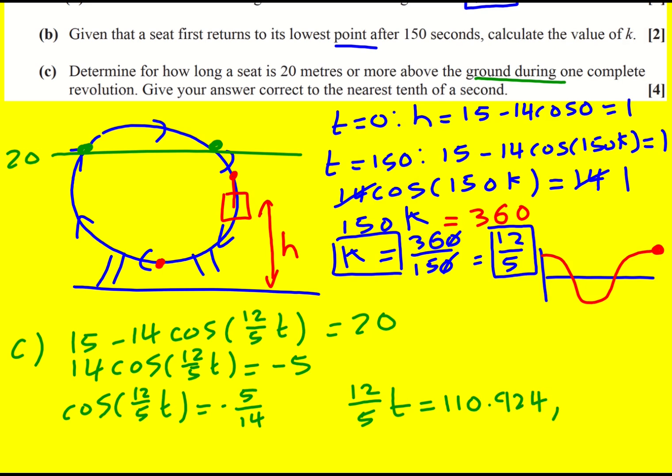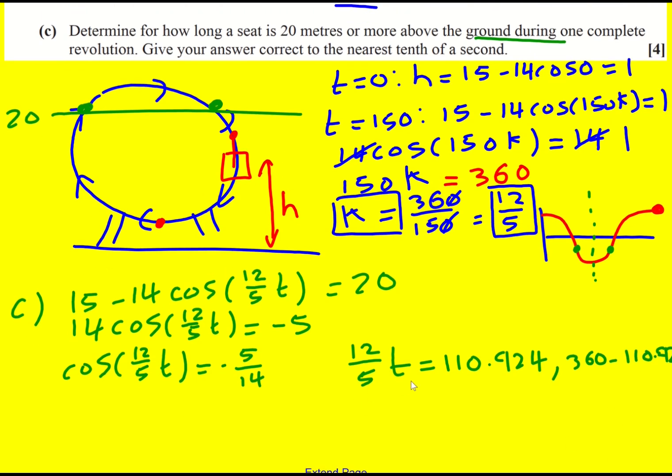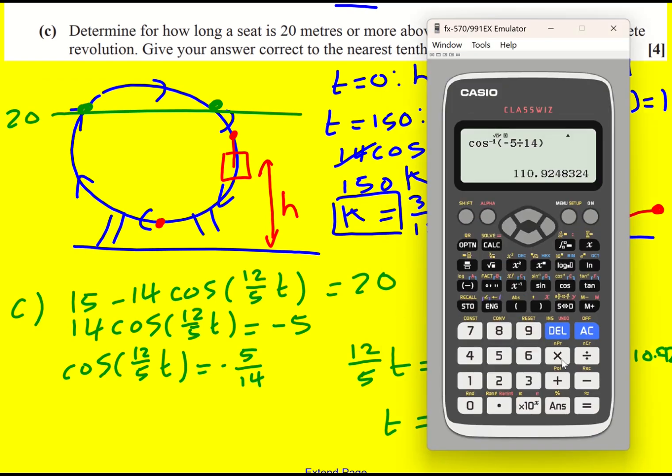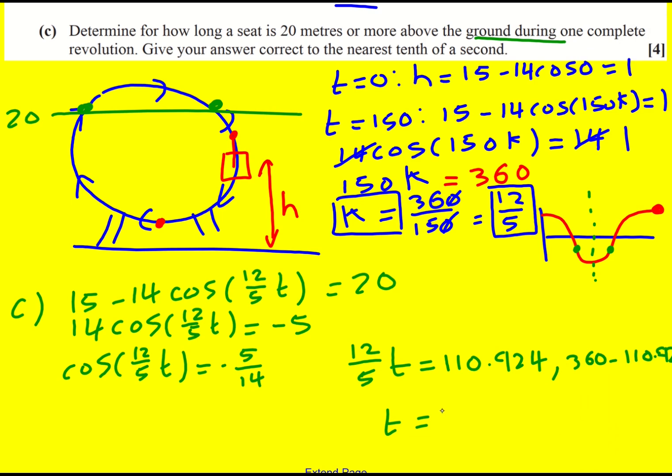There's going to be a second solution though. That's my first solution that my calculator's found, but there's another one here, and there's a line of symmetry going down, so we do 360 minus that. I always use the graphs. You can use cast diagrams if you prefer. Okay, and then to get my time, I've got to times by 5 and divide by 12, which gives me 46.218.